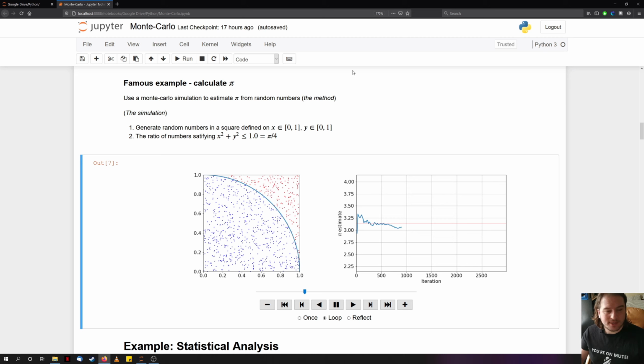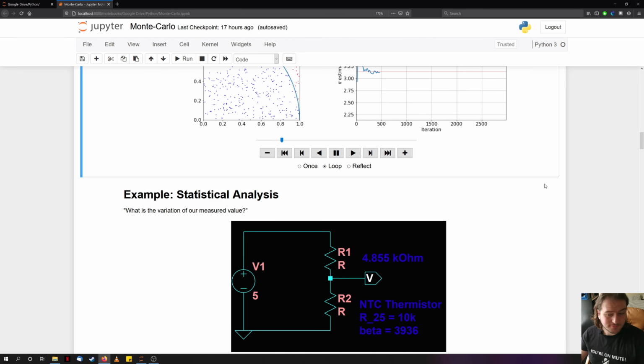So in this case, we're using Monte Carlo simulation to estimate pi from random numbers. That's the method. And the simulation is generating these random pairs and then doing the comparison of whether each lies in this quarter circle. That's a very nice example of how a Monte Carlo method can be used. And it's quite remarkable that the value of pi can be estimated from random numbers as opposed to just formulas.